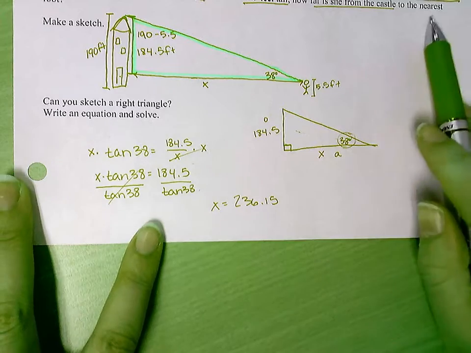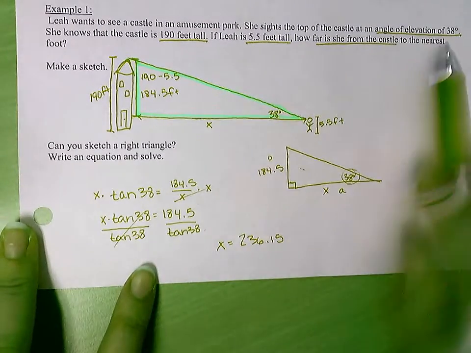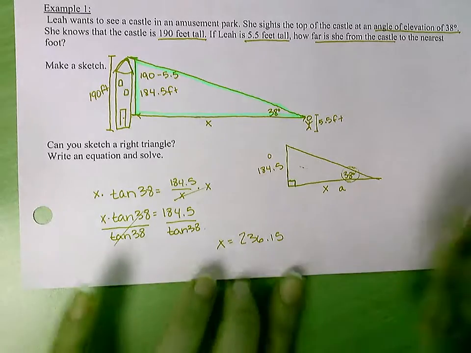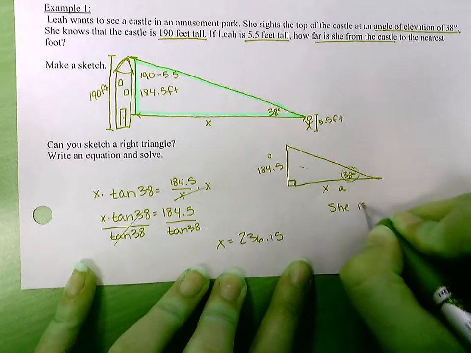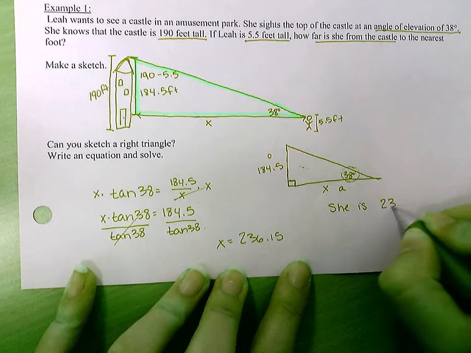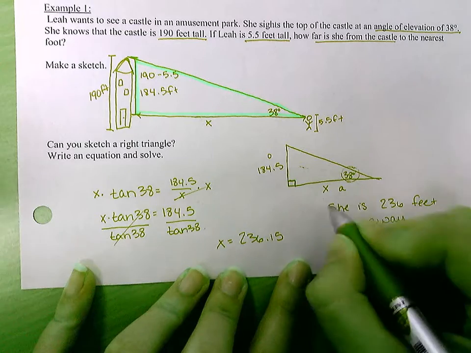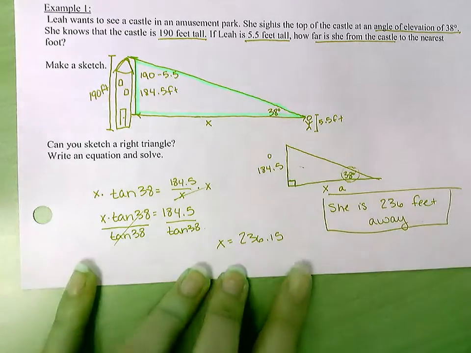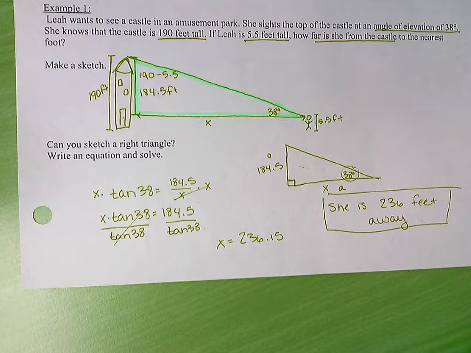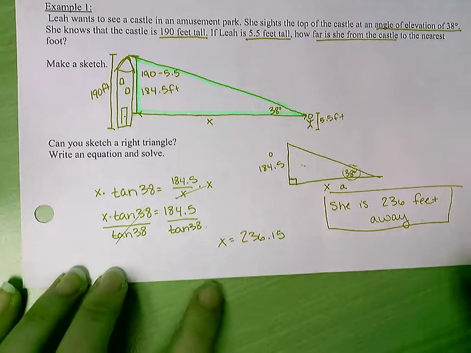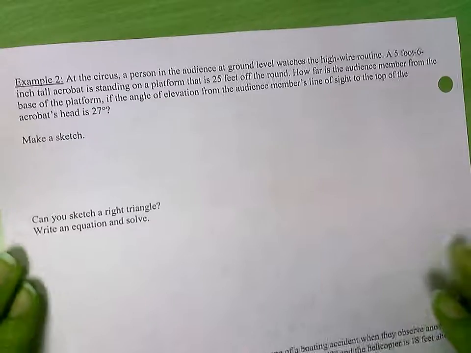And you should get X is equal to 236.15. Now, in my question here, it says to the nearest foot. So I can write she is 236 feet away. Okay, so that's your nearest foot. Any questions on how I set this problem up? All right, looking at the back.